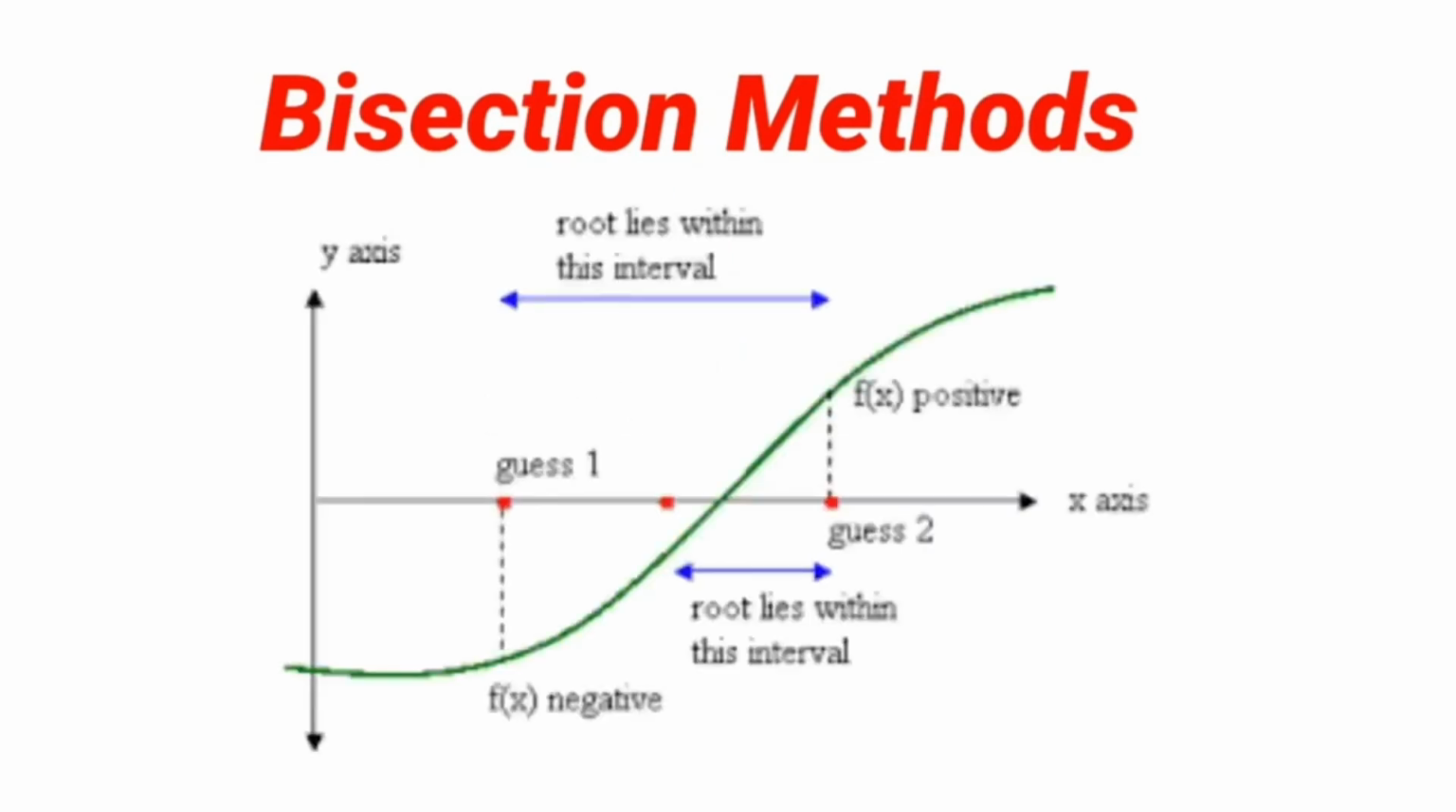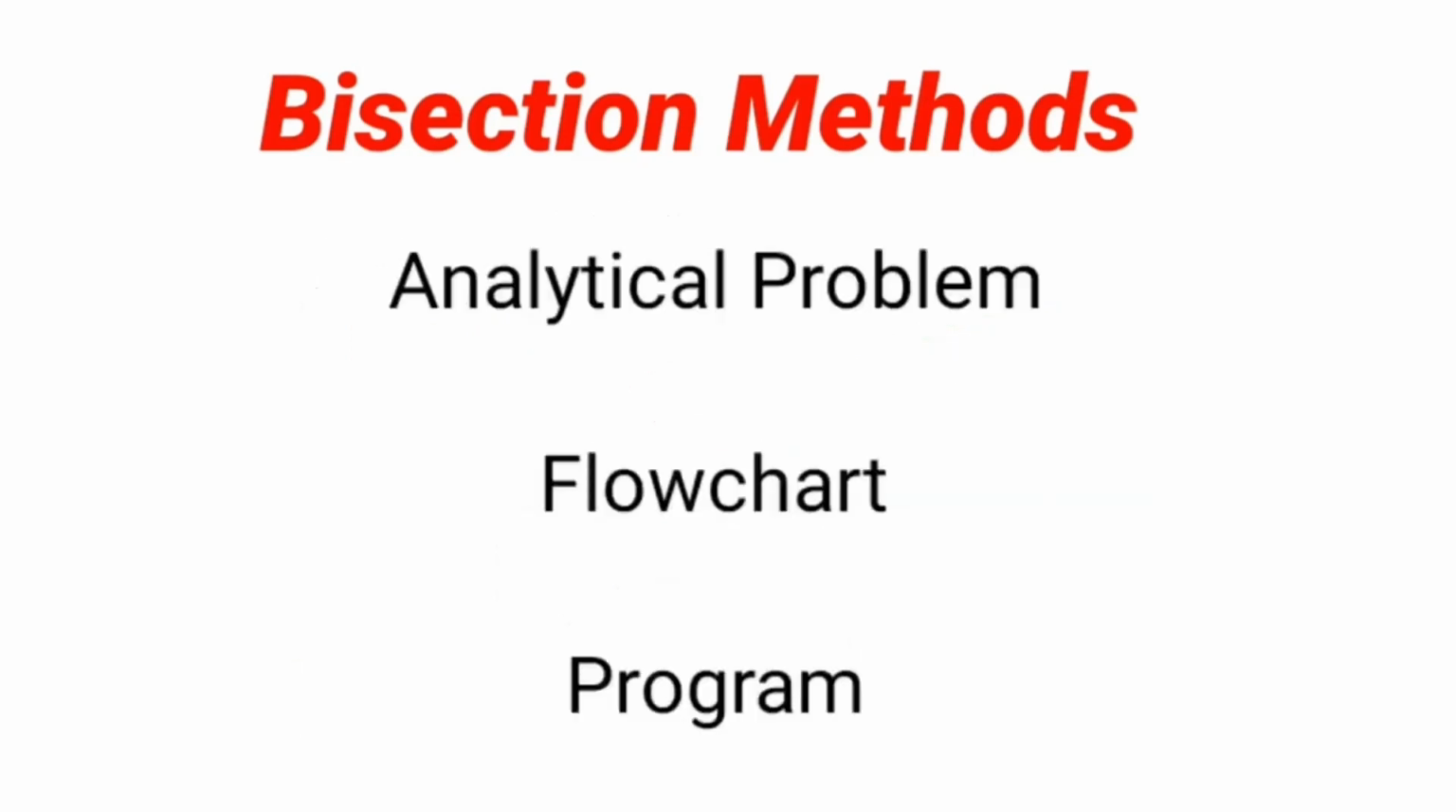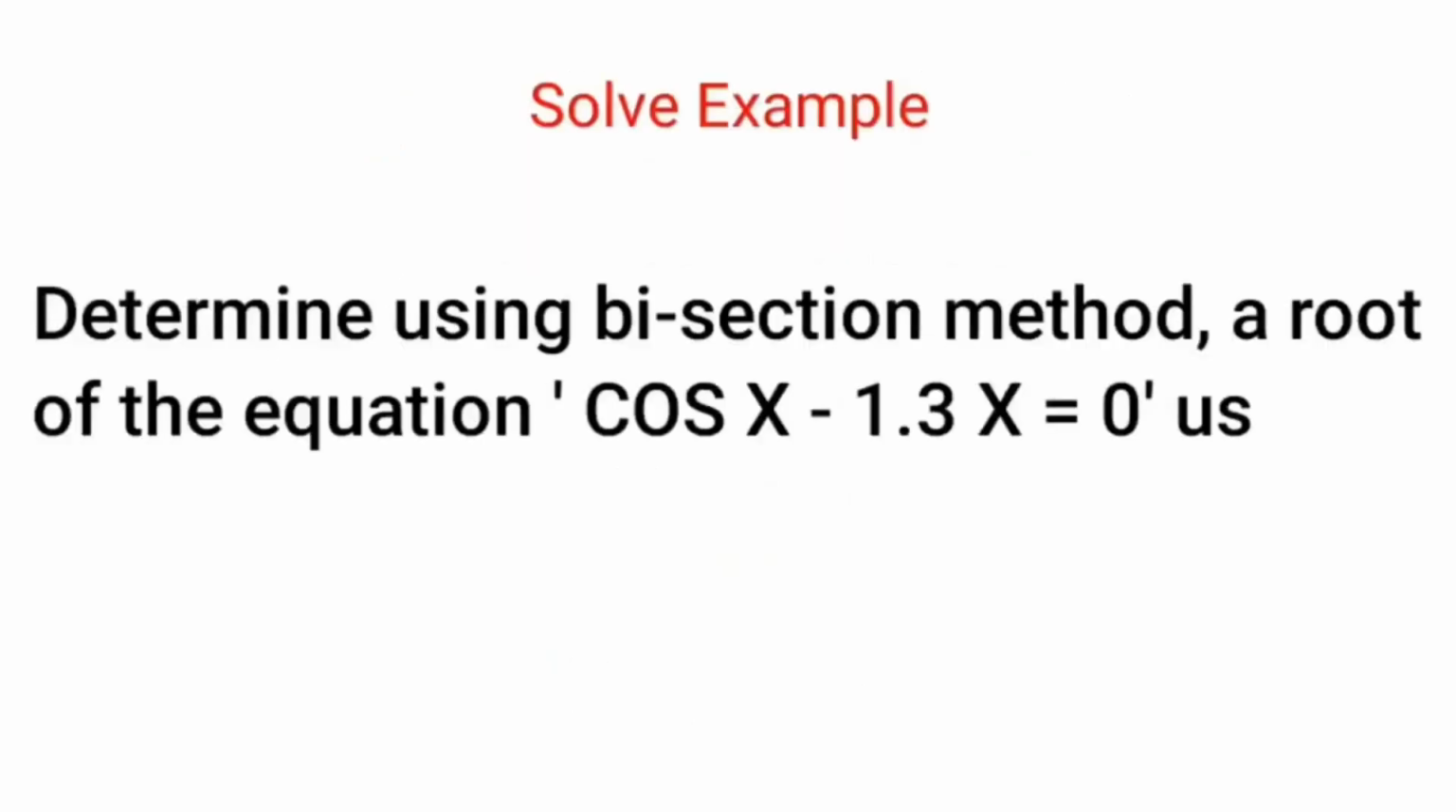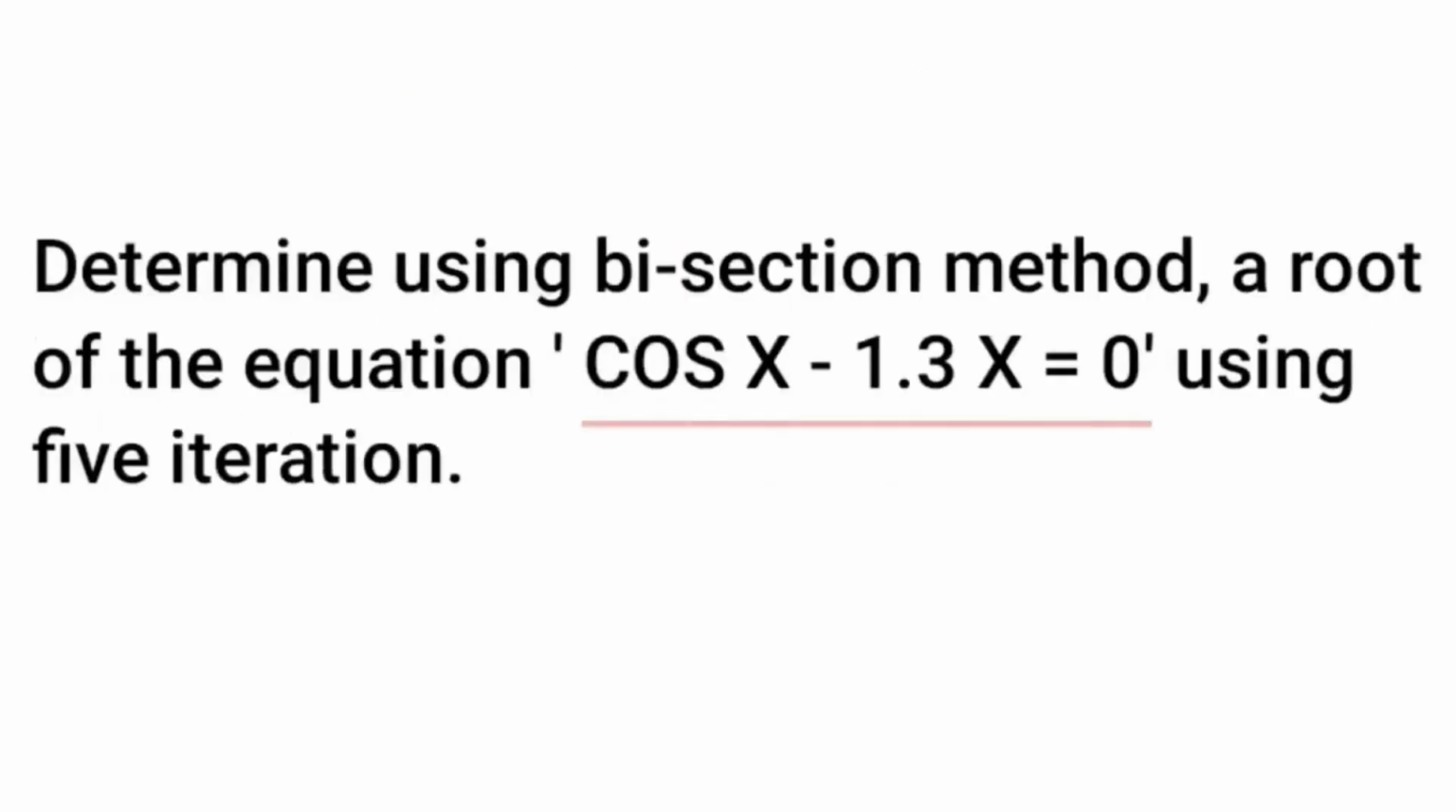Now if you see the curve f of x, which is placed on the x and y axes, the point where the curve intersects the x axis is nothing but the root of the equation. In this, first we have to solve an analytical problem and create the flowchart for the process. Determine using the bisection method a root of the equation cos x minus 1.3x equal to 0 using 5 iterations.